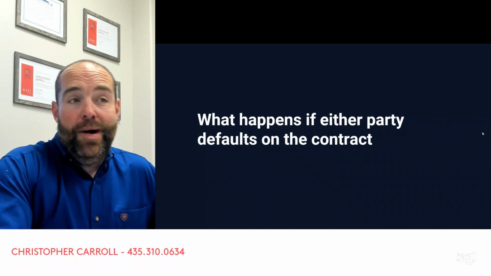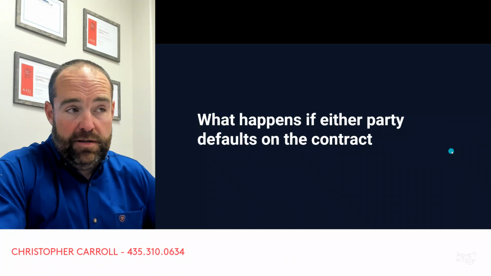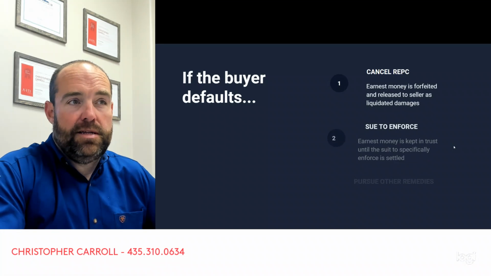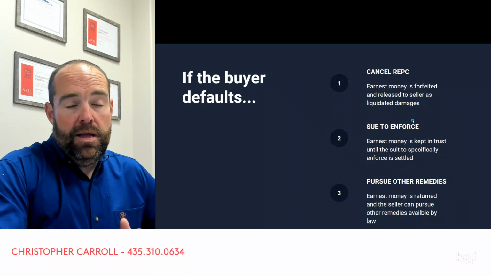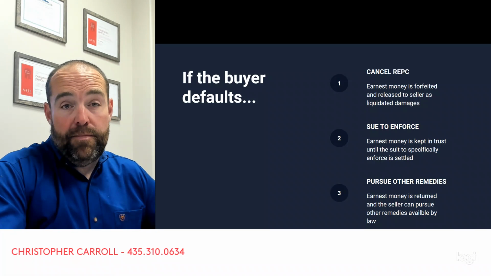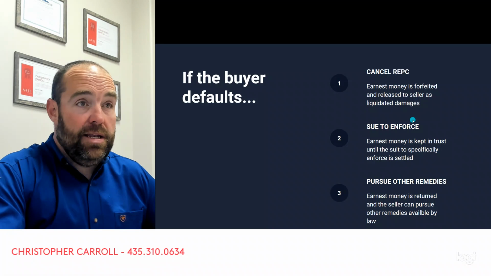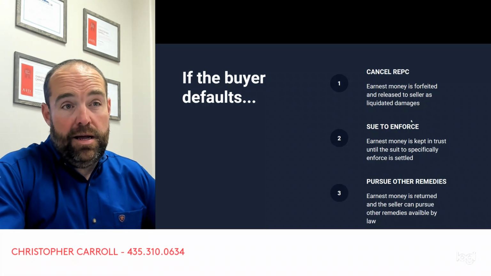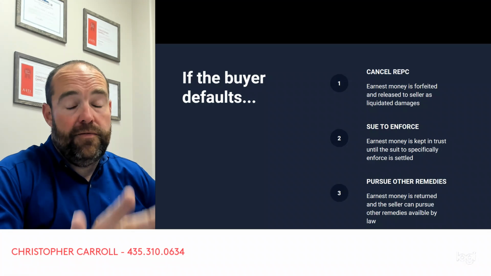Now, what happens if either party defaults on the contract? This is where things get interesting. So if the buyer defaults and does not perform, does not purchase the house, and they did not cancel before their deadlines, the seller has 3 different things they can do.